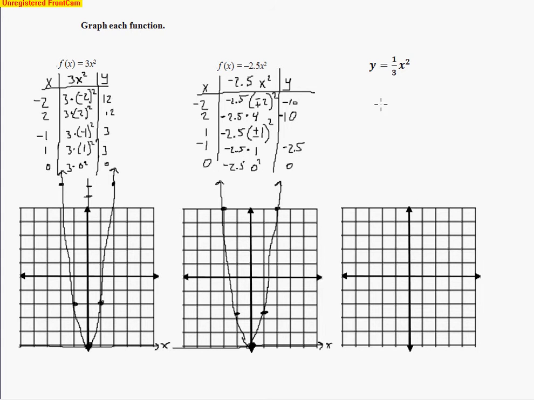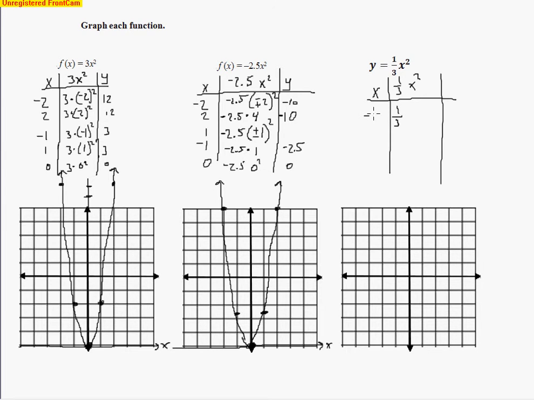So here we have 1/3 x squared. So when I take a third of a number, well, it's going to make it much smaller. See, when I multiplied by 2.5, it made the number much bigger. When I multiplied by 3, it made the number even bigger. But now I'm going to be cutting it by a third, and so that's going to make it smaller. So whenever you multiply by a third, that's like dividing by 3.